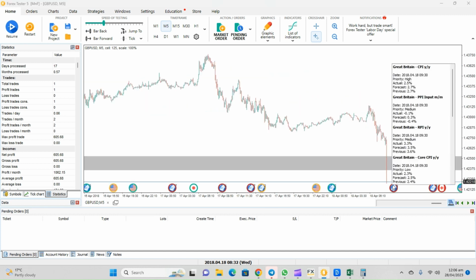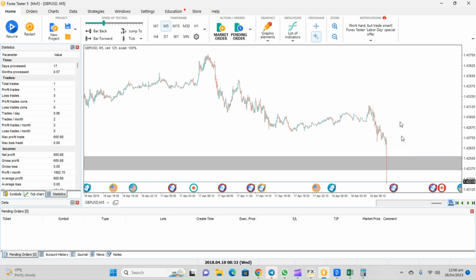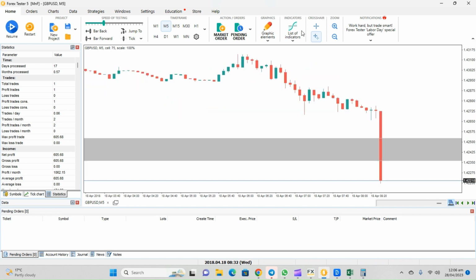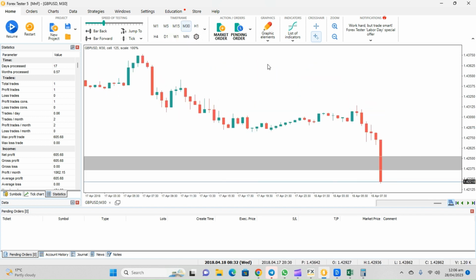So we had some news, right? You can see that there was actually CPI news that came out on that day. There was GBP CPI news right here, and this is what was responsible for this big momentum candle right there.